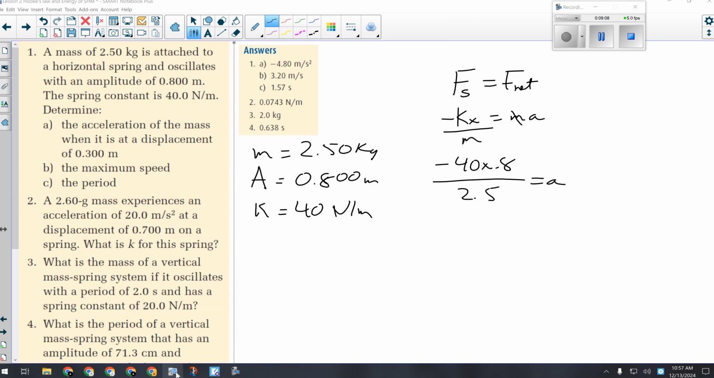It's what? Oh, at 0.3 meters. That's what I plugged in wrong. I didn't finish reading the question. There's a lesson. Finish reading the question. You'll get it right a lot more often.